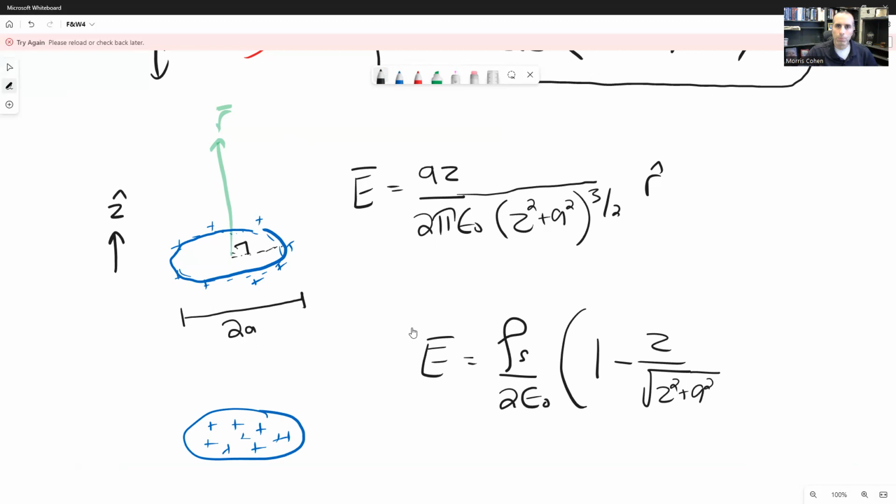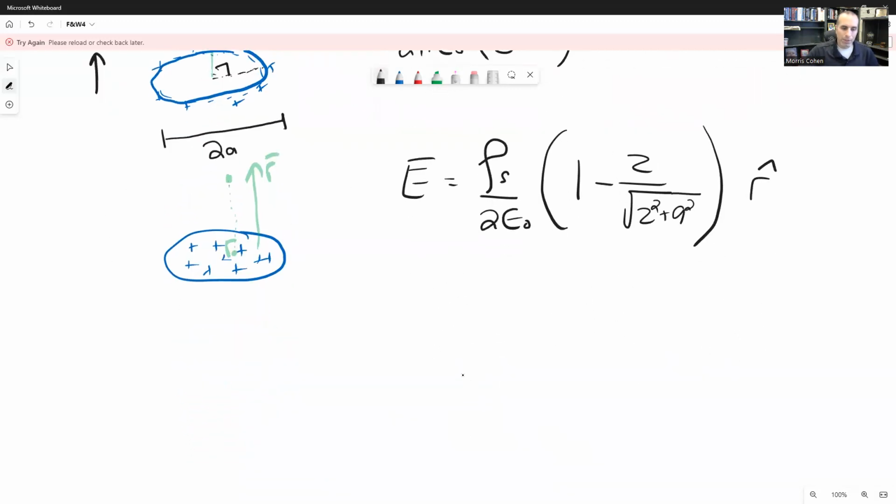And this again is for a point that is located perpendicular to the surface of this disk, right? Or perpendicular to the center of this disk. So draw a line straight up. This vector right here is R. And the direction of E will be in the r hat direction. So again, pointed away from positive charges.